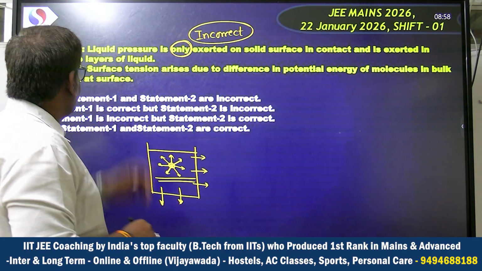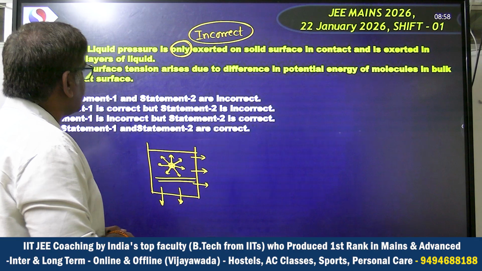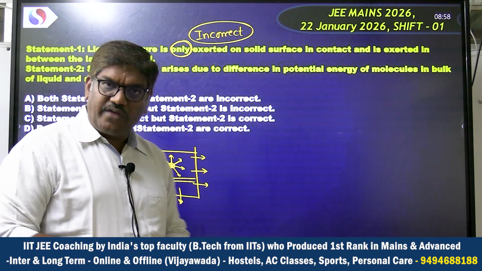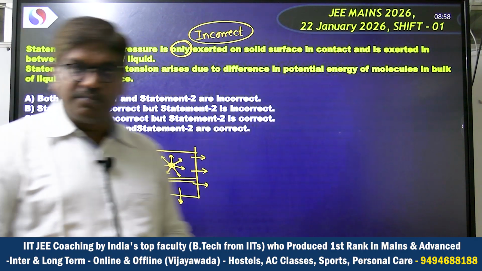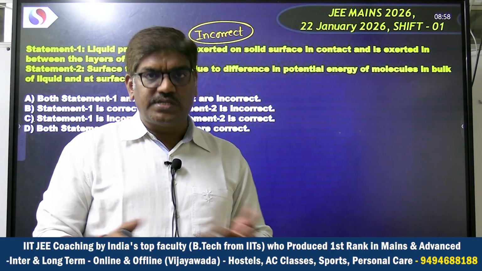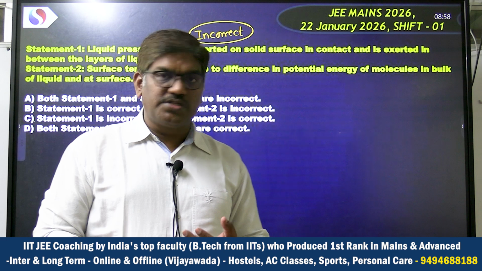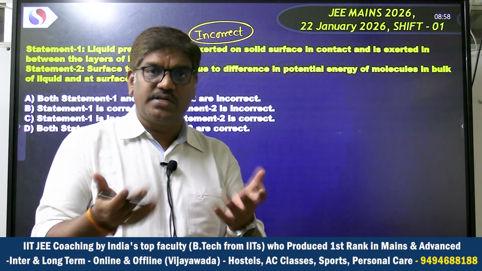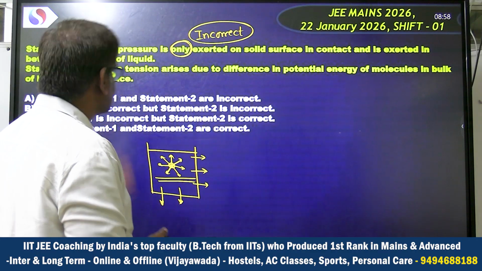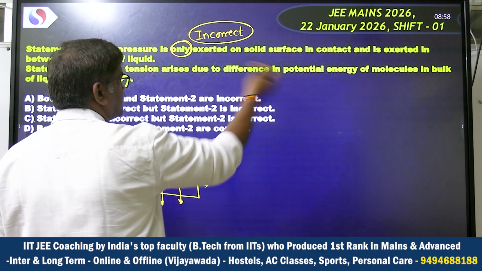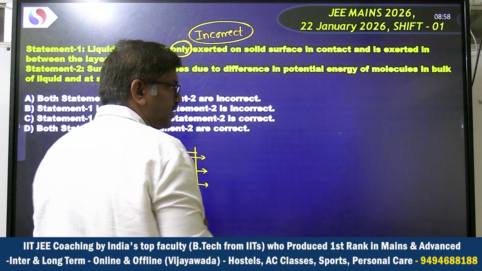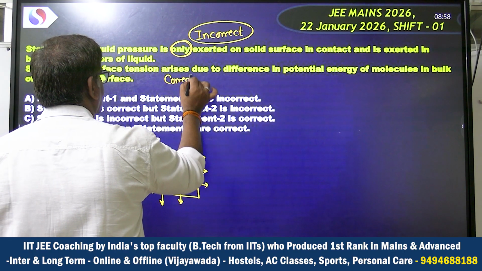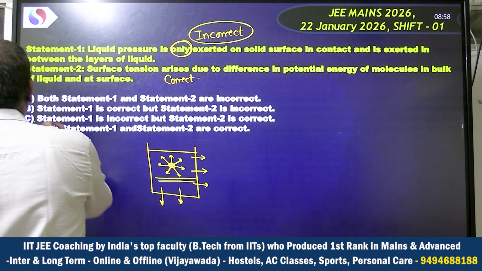While the second statement is: surface tension arises due to the difference of potential energy of the molecules. Yes, correct. You know that surface tension is the phenomenon of adhesive and cohesive forces, which is the cause of potential energy also. Because of this potential energy, the free surface tries to minimize the area, which is the reason for surface tension. So statement 1 is incorrect and statement 2 is correct, which will be my option C here.